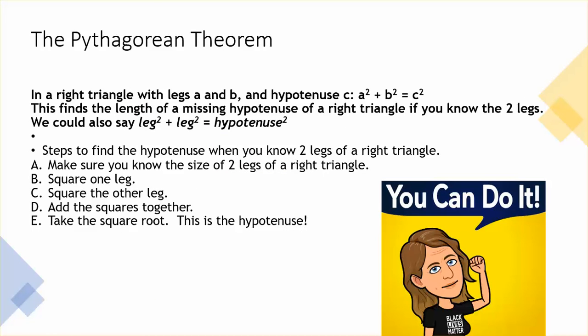You're now ready to try some of these on your own. Again, on the worksheet, in many of them, I used that format where the steps are written out for you. Please go ahead and duplicate that if that's helpful. Square one leg, square the other, add them together, and take the square root.